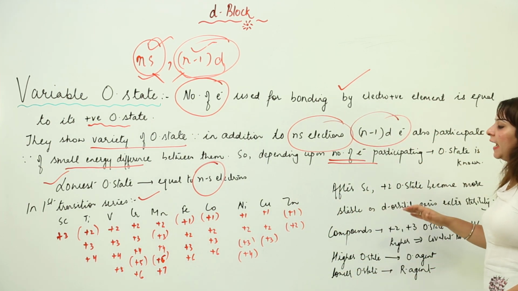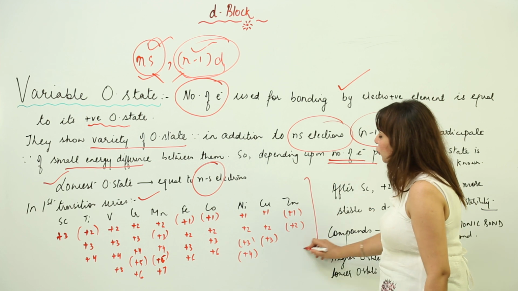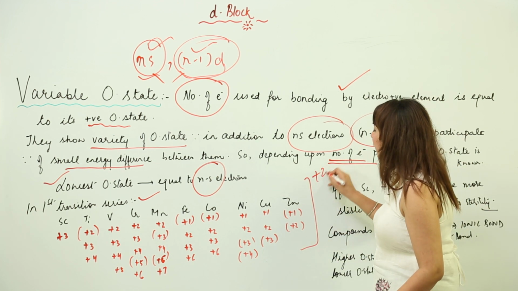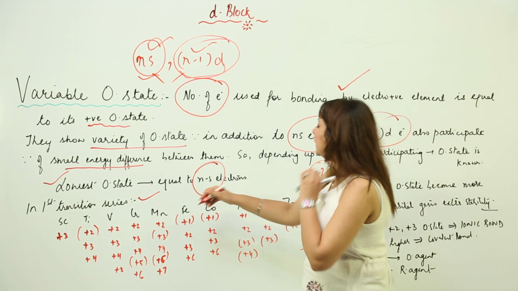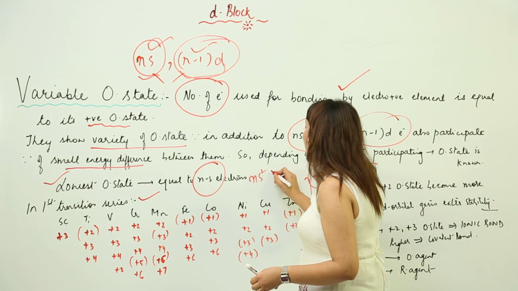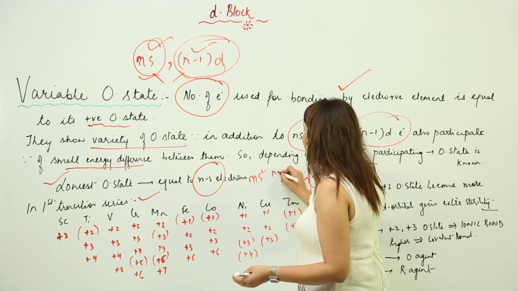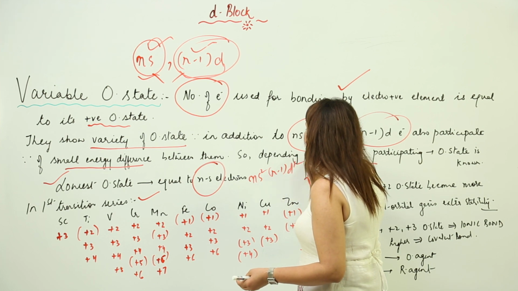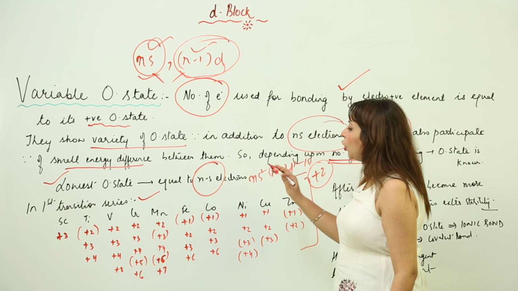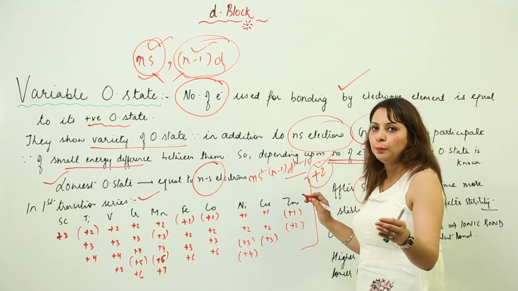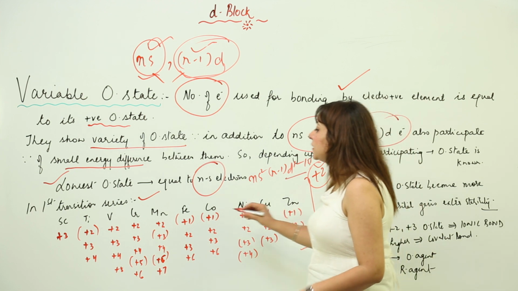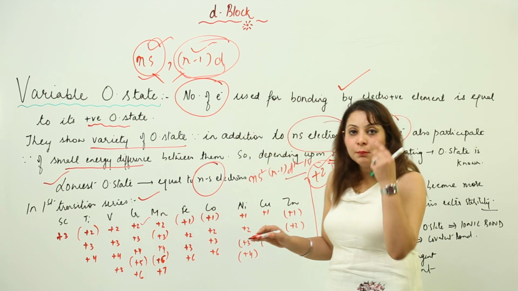So after scandium, if we observe the first transition series, the common oxidation state is +2, because as we know, in this case we have ns2 and the (n-1)d is filling from 1 to 10, right. So the common one is +2 except scandium, right. Scandium can actually show +3, but after that the +2 oxidation state becomes more stable.